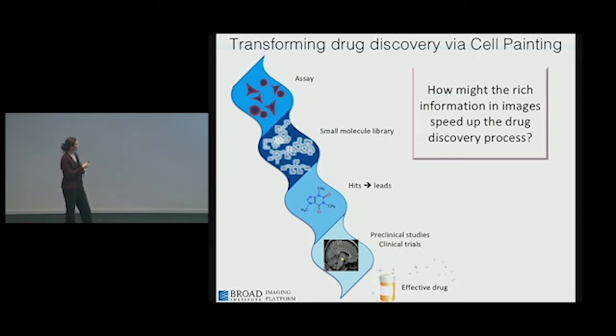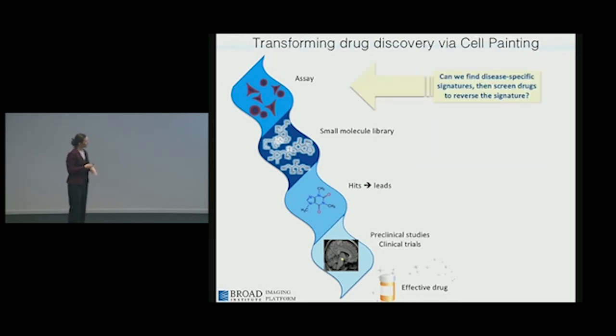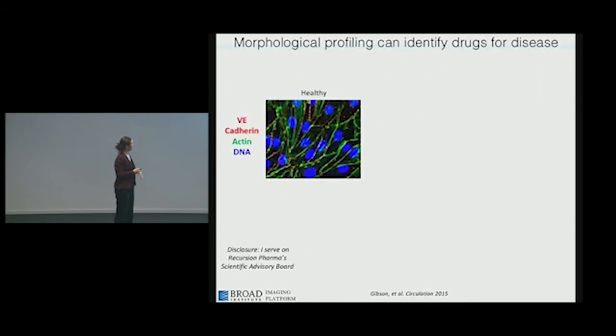And then you screen a set of small molecules known as a library. Once you have a hit, something that looks positive in the assay, then you develop it chemically into something that's a therapeutic candidate, and then eventually clinical trials and out to a drug. So how can we use imagery in this morphological profiling strategy in this process? I'll just talk about a couple projects in depth. One is, can we find disease-specific signatures and then screen drugs to reverse the signature? Let's make it concrete with an example.